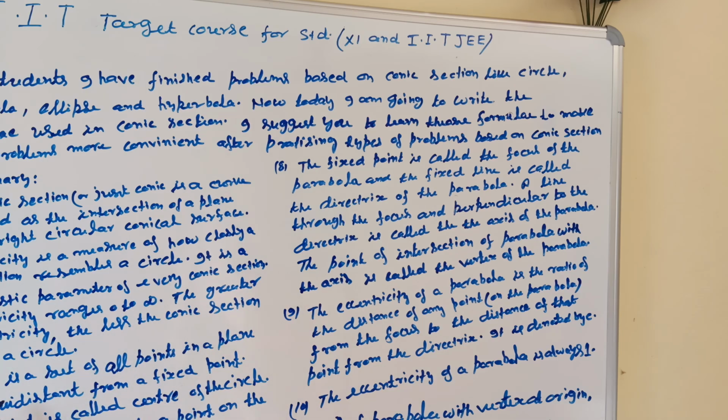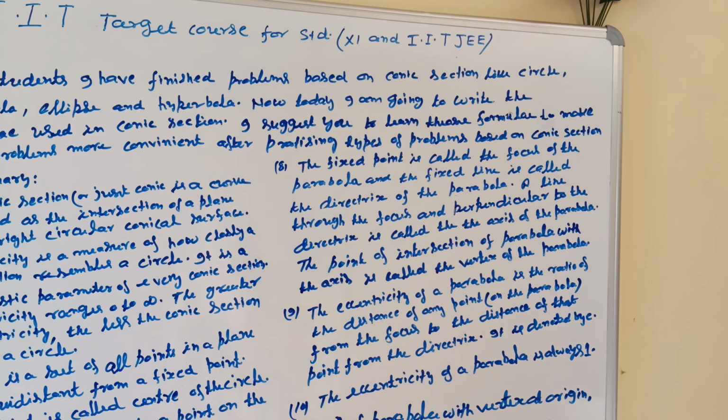Third, a circle is a set of all points in a plane that are equidistant from a fixed point. Fourth, the fixed point is called the center of the circle. The distance from the center to a point on the circle is called the radius of the circle. Fifth, the eccentricity of a circle is always 0.